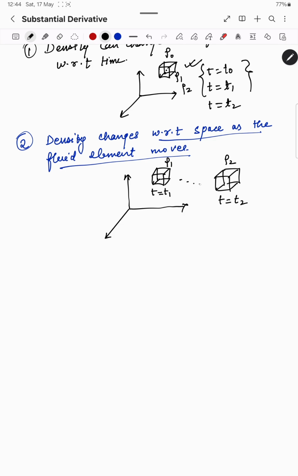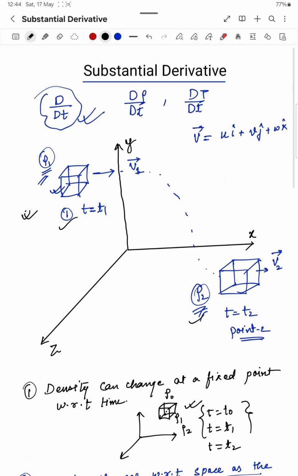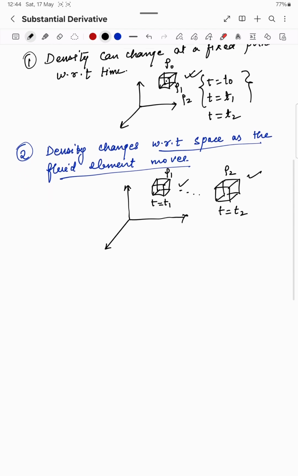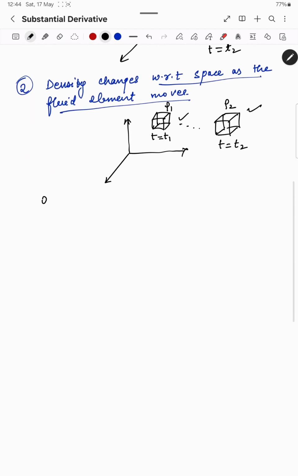So the movement of the fluid element from point 1 to point 2 is the reason for the change of the density. What we have seen is that density can change with respect to time at a fixed position, and density can change with respect to space also. These are the two reasons for the change in density. Mathematically, the density is a function of position, and it also depends on time. This is the meaning that the density is a function of position and time.